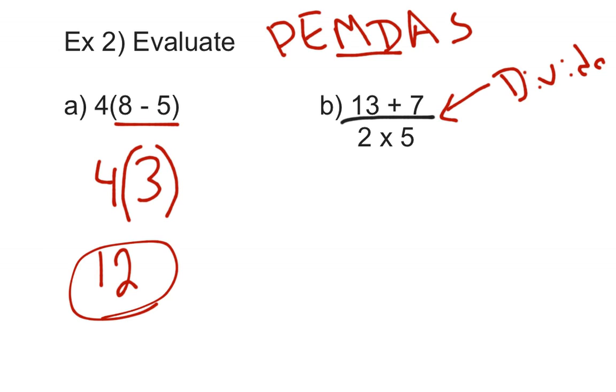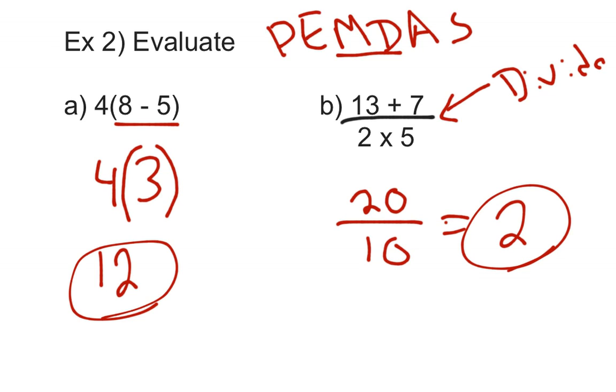But really, when we're working with fractions, in this case, the fraction bar has to be the last thing that's taken care of. So I've got to simplify everything on top and simplify everything on bottom before I do that division. So it's a little different when fractions are involved. I'll do the bottom first. 2 times 5 gives me 10. On the top, we have 13 plus 7, which is 20. And now that I simplified both of those things, I can do the 20 divided by 10, which is going to give us a final answer of 2.